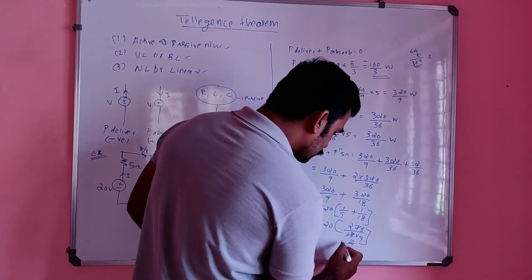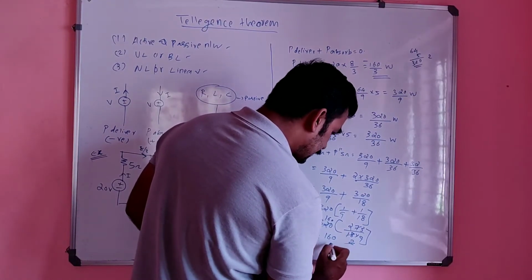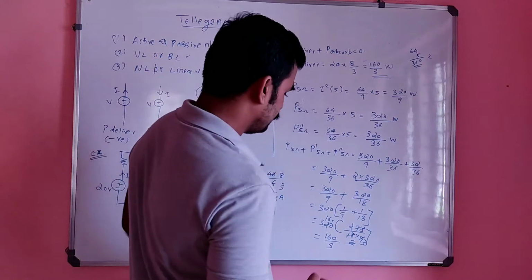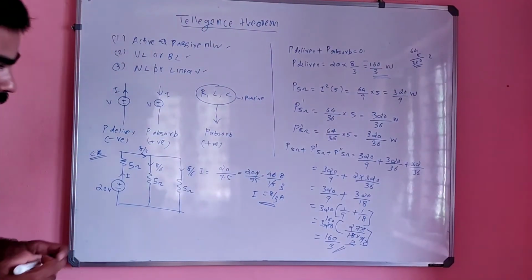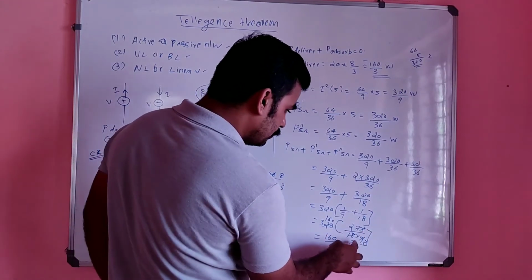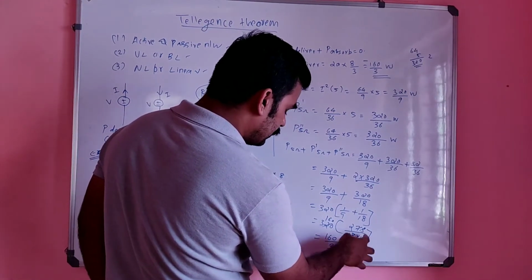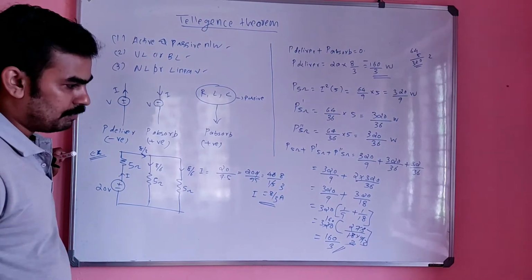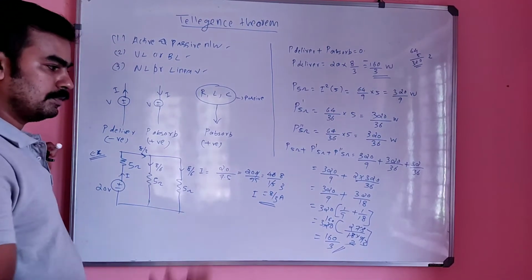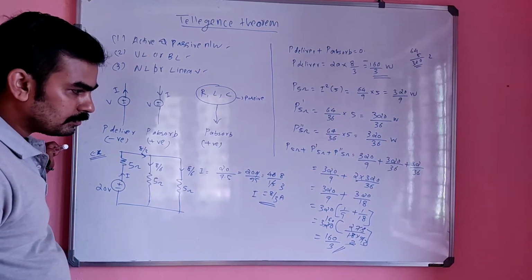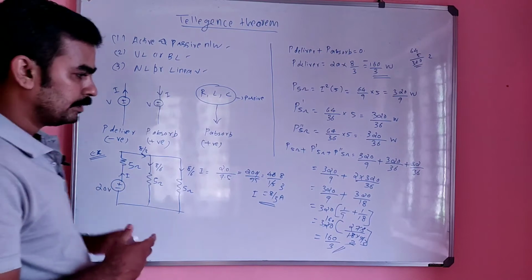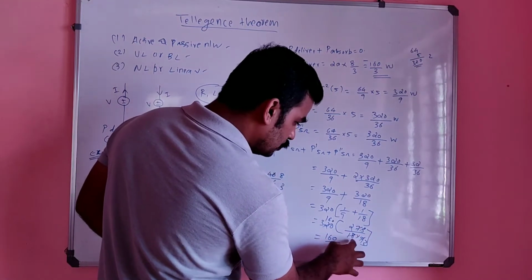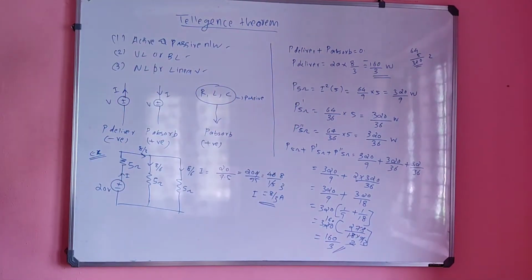Simplifying, 27, 9, 3 and 2 cancel, so it will be 160 divided by 3. Is it correct? 160 by 3. Yes, correct.